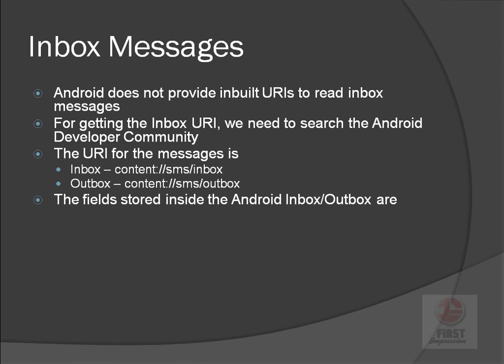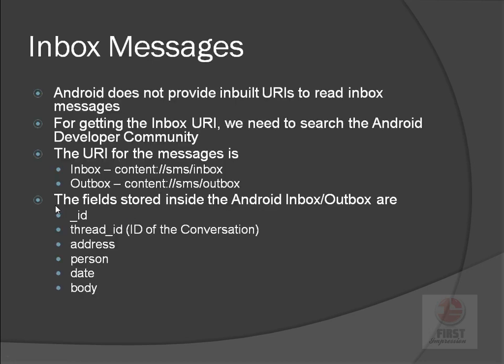The fields which are stored inside the Android's inbox and outbox are the ID, thread ID, address, person, date, body. So the ID indicates the ID of the message. The thread ID indicates to which thread this message belongs. Whenever you will be performing programming with Android, or whenever you will be using an Android cell phone, all the messages are stored in the form of threads. That is, all the messages from a particular user come under a single thread. In that thread, each sub message has an ID. That ID is called the thread ID.